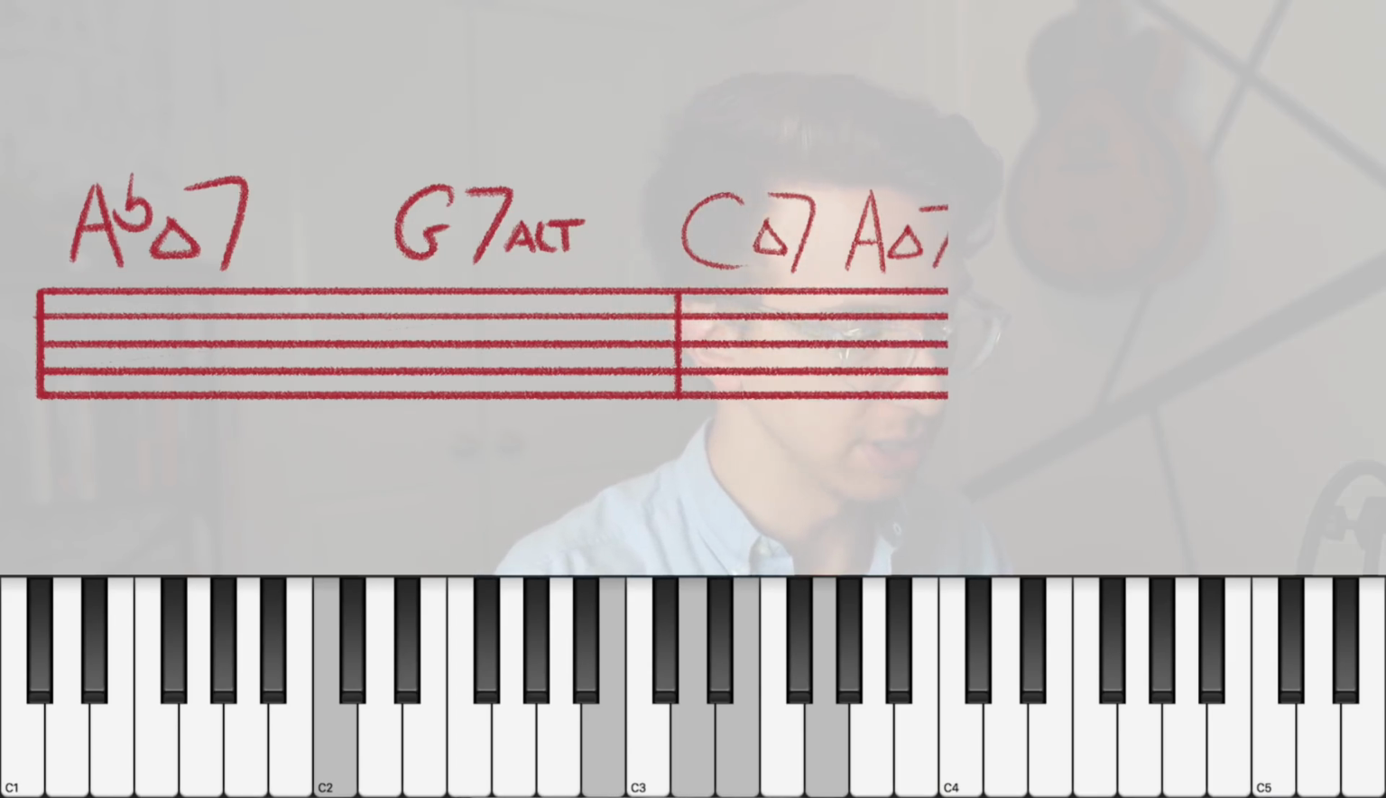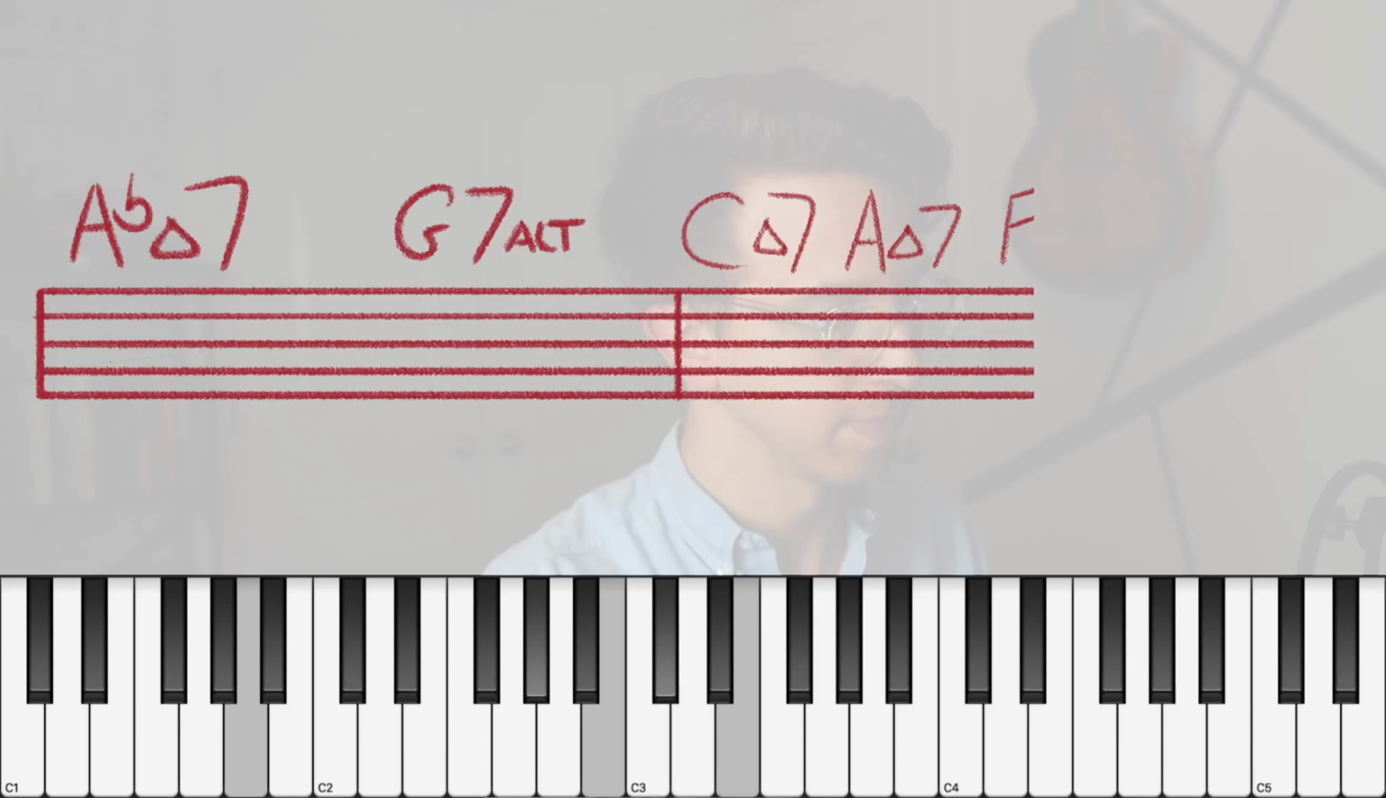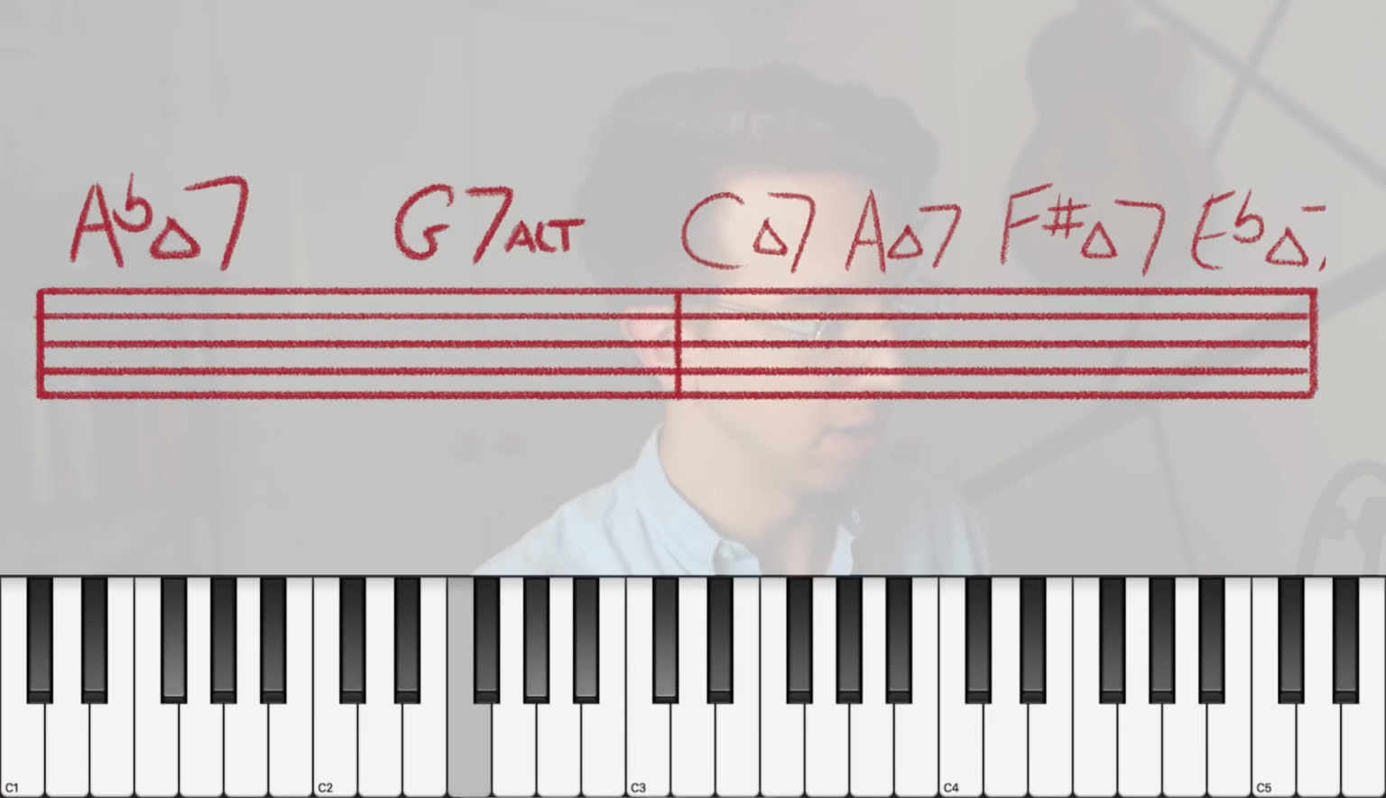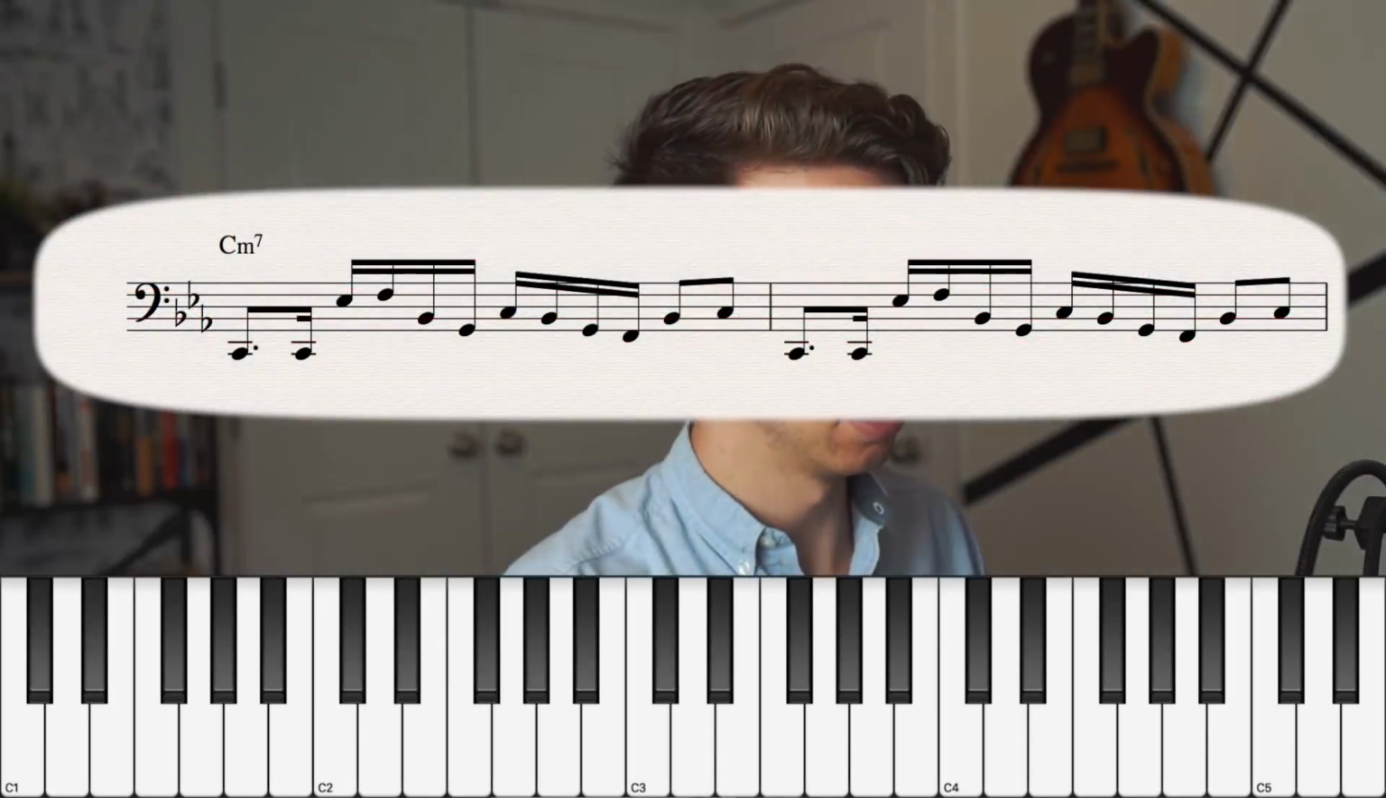So what's a minor third lower than C? A. What's a minor third lower than A? F sharp. These are all major 7. I'm playing major 9s. Okay, minor third down from there, E flat major 9. And then when we get back to C, we go back to the bass line.